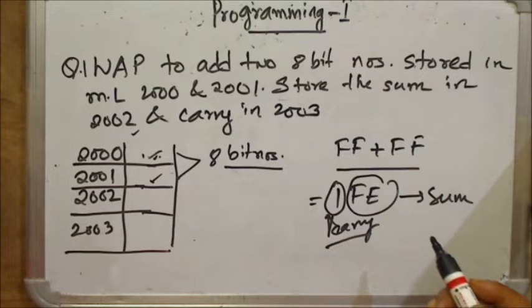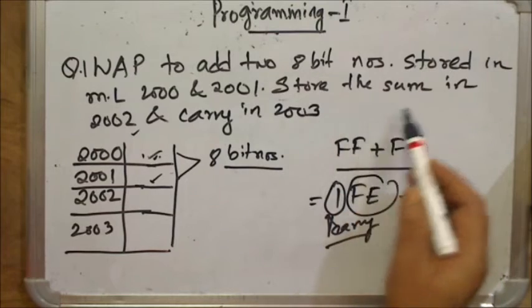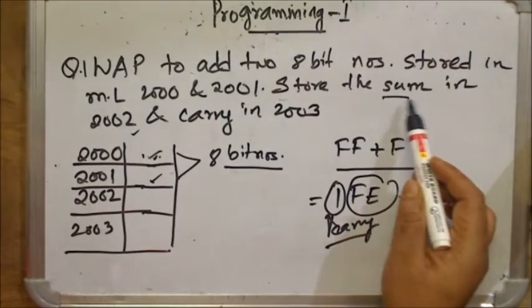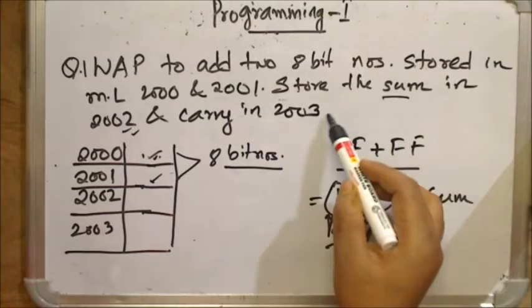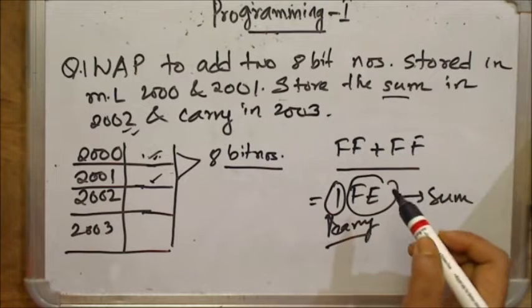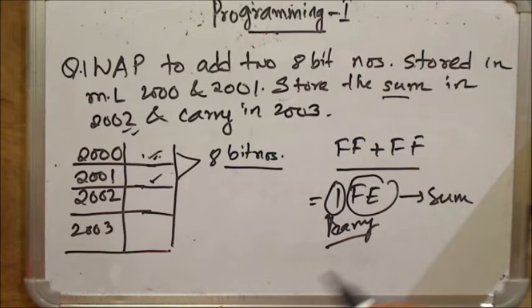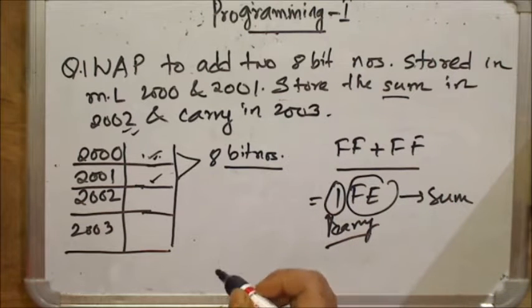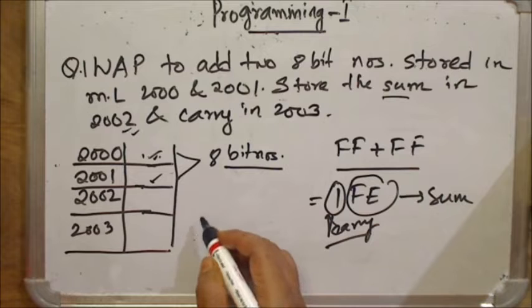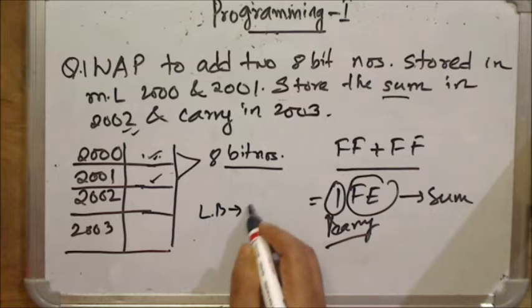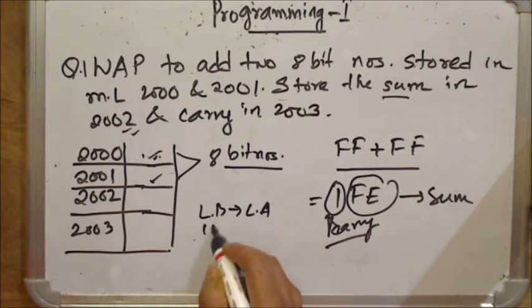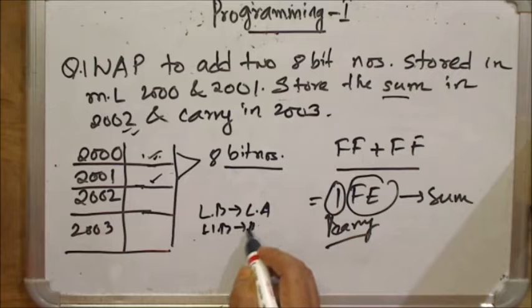So if I don't tell you where to store the sum and carry, here in the question it is told that you have to store the sum in 2002 and the carry in 2003. But if it is not mentioned in the question, you have to follow the rule to store the sum and carry. What is the rule? Lower byte in lower address and higher byte in higher address, right?